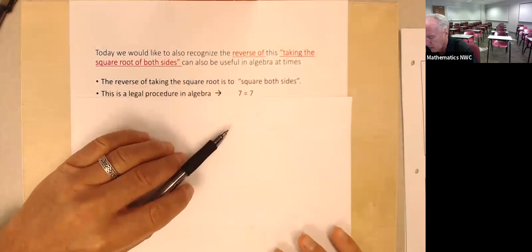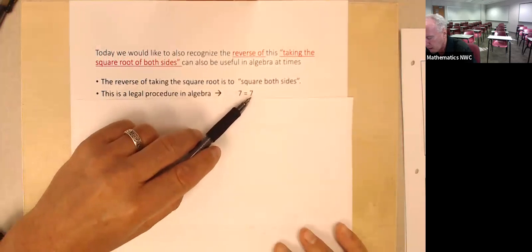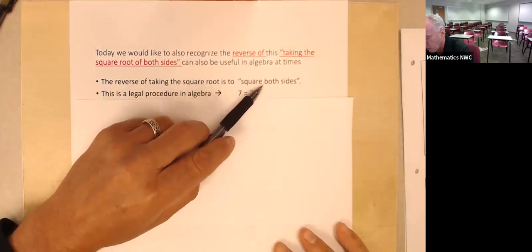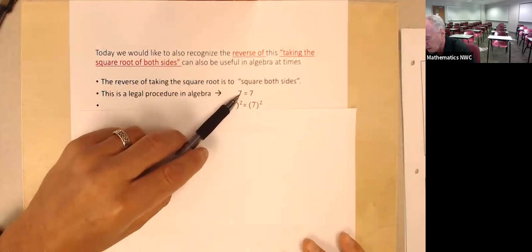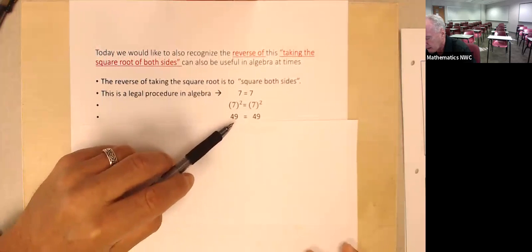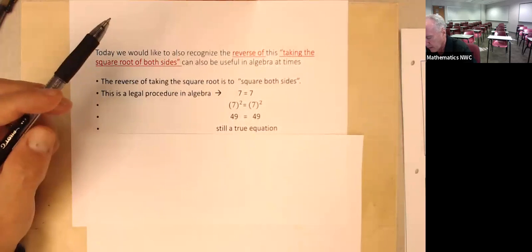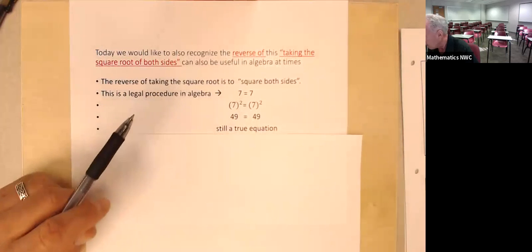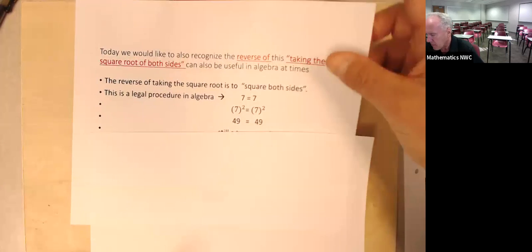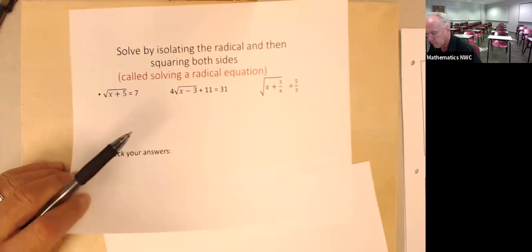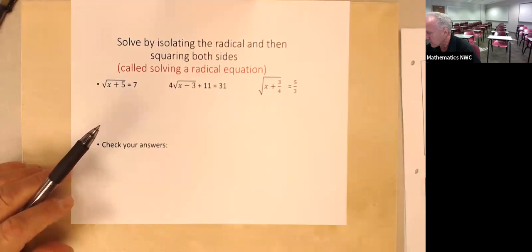This is a legal algebra procedure, because if I have an equation and I square both sides, notice I took both sides and squared them, I still get a true equation, okay? So I can square both sides. That's going to be an algebraic procedure that we're going to look at using here now. Got 3 examples to start off here.